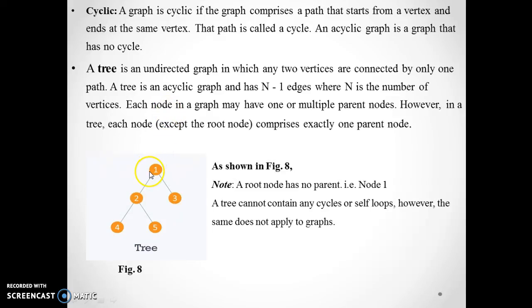So, each node in a graph may have one or more parent nodes. However, in a tree, each node comprises only one parent node. So, as shown in figure 8, a root node has no parent, that is the node number 1. A tree cannot contain any cycles or self loops. However, the same does not apply to graphs.